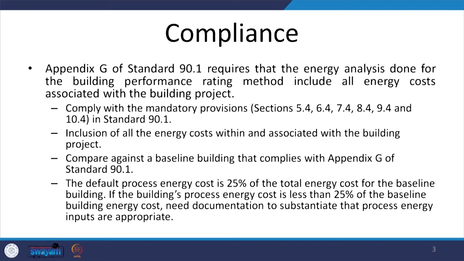So, here the mandate is to comply with the mandatory provisions which are given in sections 5.4 till 10.4 of standard 90.1 if we are talking about ASHRAE. In case of ECBC, through chapters 4 to 7 we talk about complying with the mandatory provisions of ECBC. Then secondly, all the energy costs within and associated with the building project would be included. And then we compare against a baseline building that complies with Appendix G of standard 90.1. Here, the default process energy cost is 25% of the total energy cost for the baseline building. And in case the process energy cost is less than 25% of the baseline energy cost, then we need to substantiate that claim with necessary documentation.